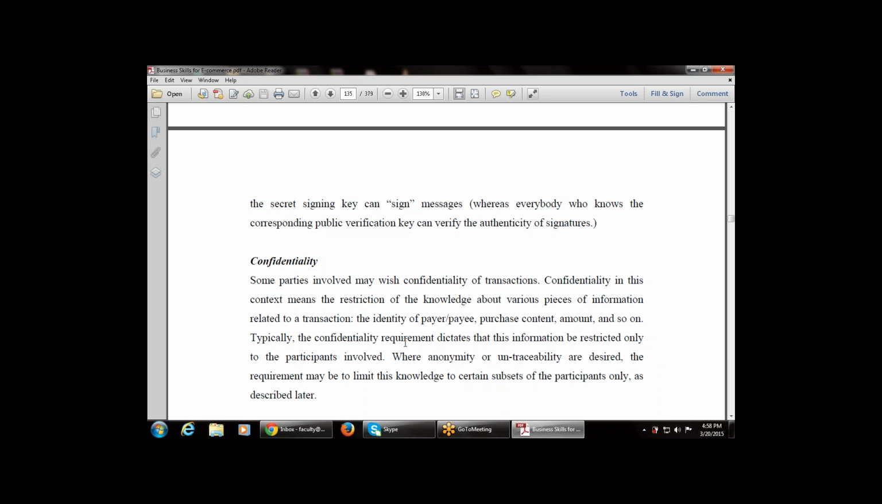Where anonymity or untraceability are desired, the requirement may be to limit this knowledge to certain subsets of the participants only, as described later. So confidentiality is one of the security requirements, one of the security measures used to secure the transaction, so that any relevant information about the transaction is kept secure and confidential.